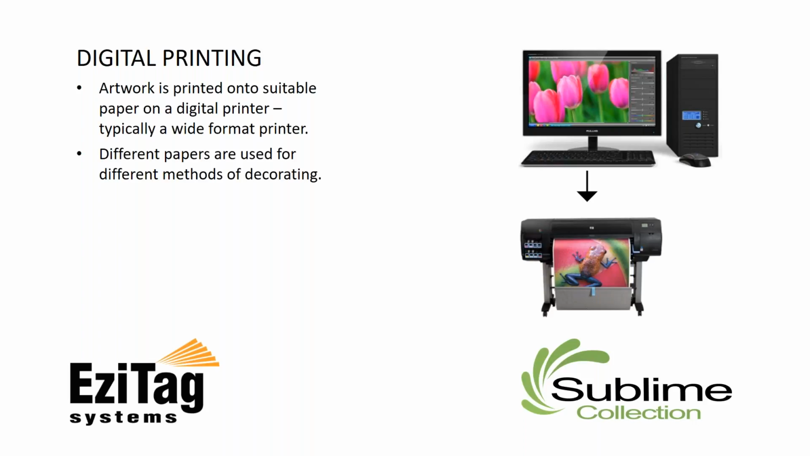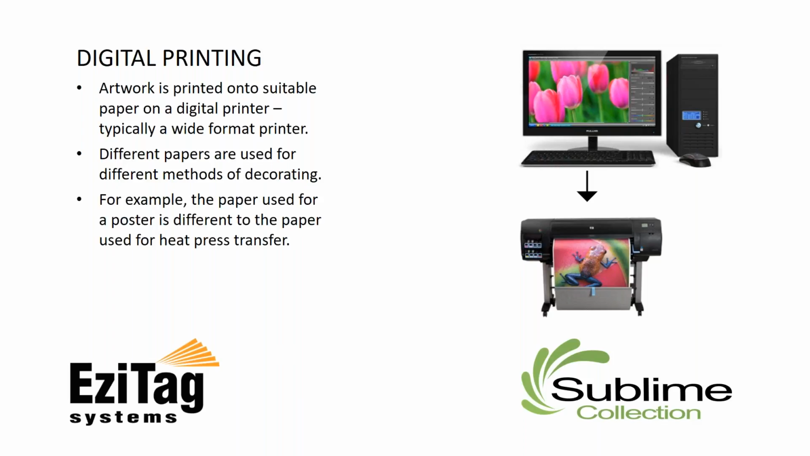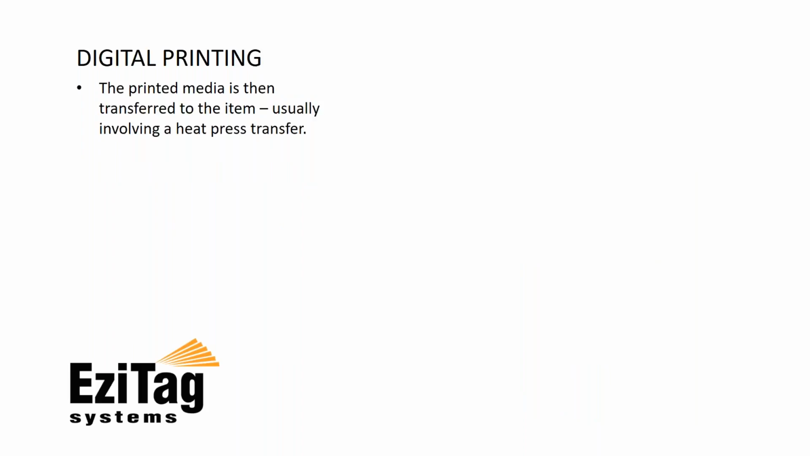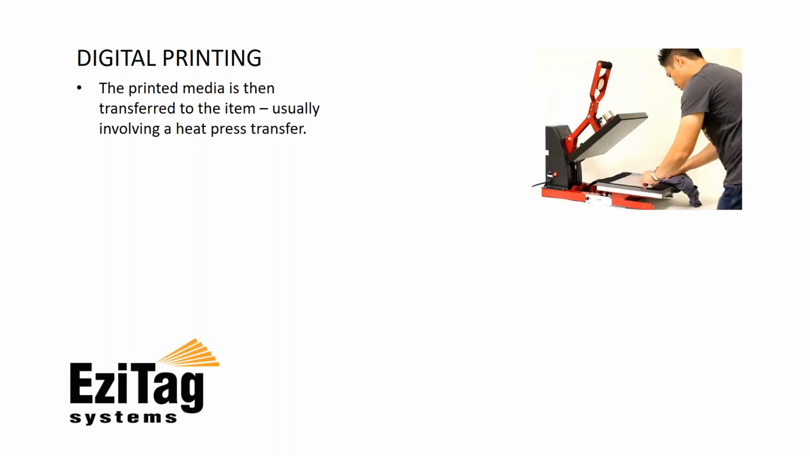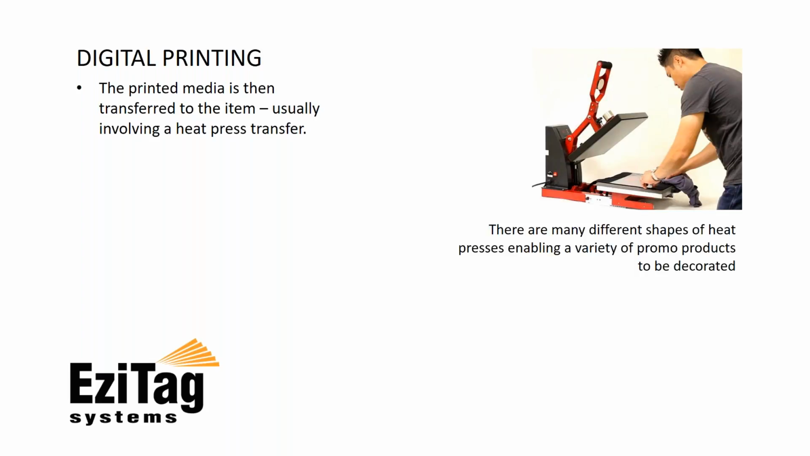There are different papers that are used for different methods of decorating. For example, the paper that you would use for a poster would be totally different to the paper that you would use for a heat transfer operation. The printed media or paper is then transferred to the item, usually involving a heat press transfer. What you're seeing on your screen now is just a very small heat press. There are much larger heat presses on the market.